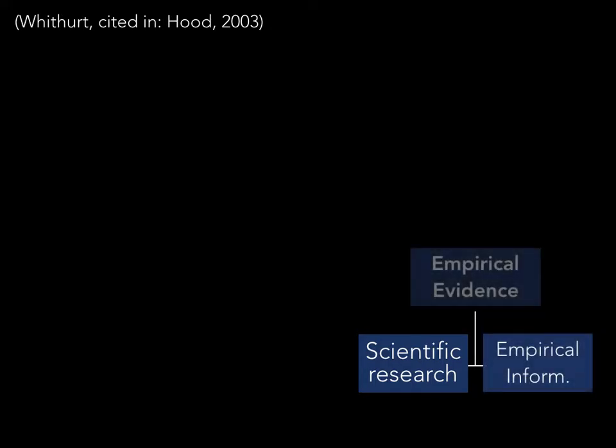Does it matter? Whithurt, the Associate Secretary of Education in the early 20th century, argued that when it comes to evidence for educational practices, scientific research is only one type of empirical evidence, where the difference between scientific research and empirical information may be described as the rigor with which the independent variable is controlled and studied.